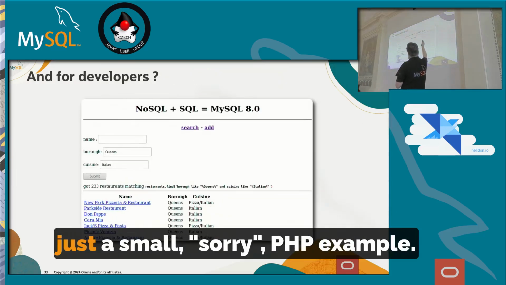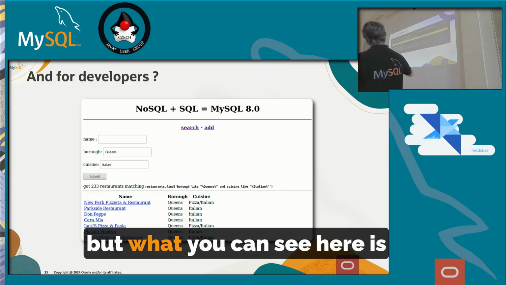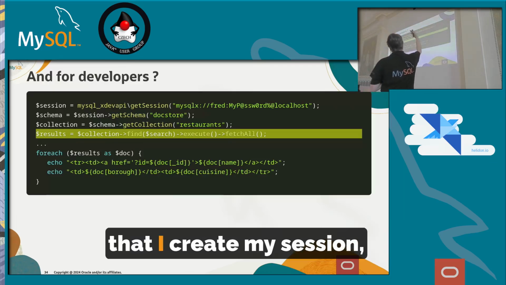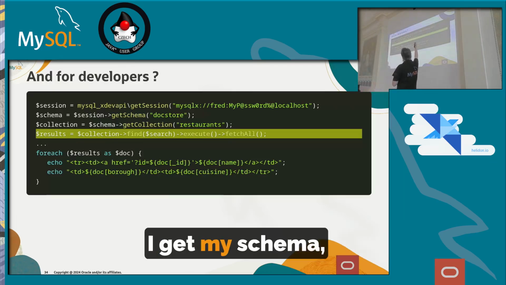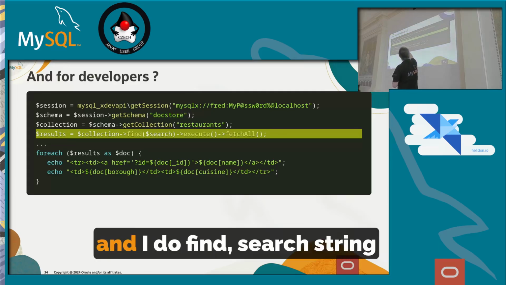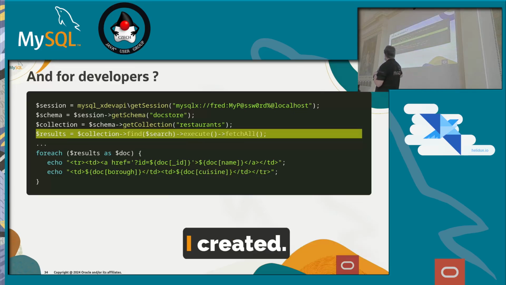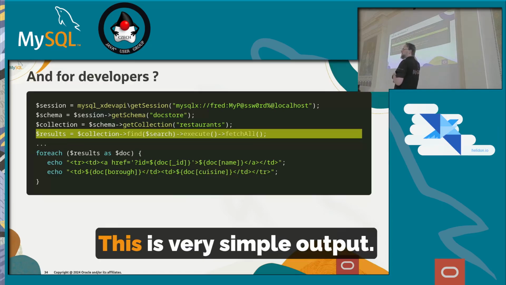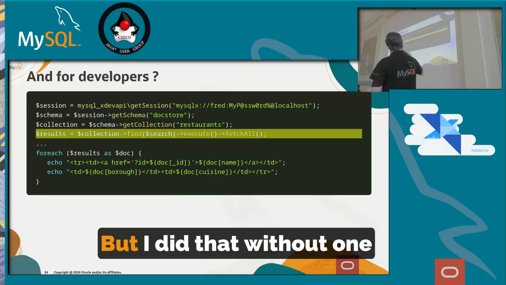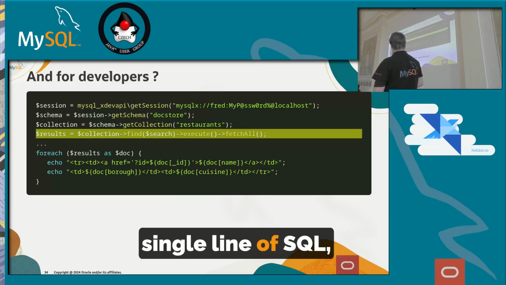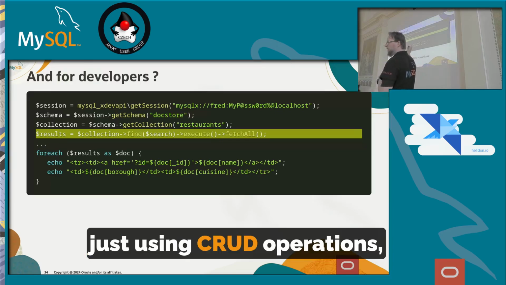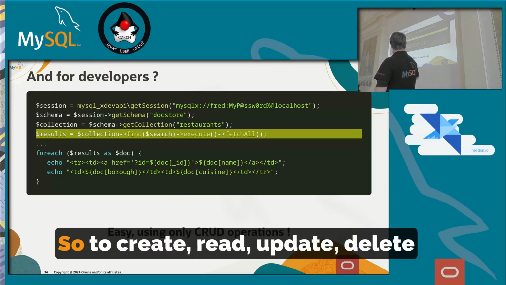Here is just a small PHP example. What you can see here is that I create my session, I get my schema, I get my collection, and I do a find with the search string I created, and that's it. And I display it. This is very simple output, but I did that without one single line of SQL, just using CRUD operations: create, read, update, delete.